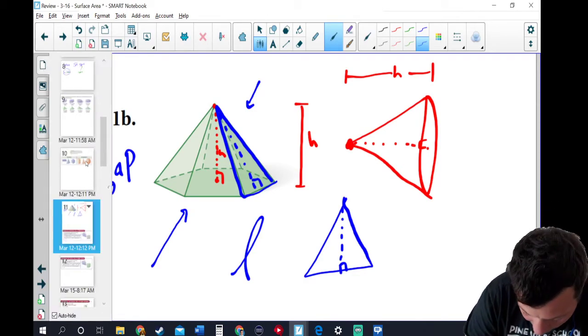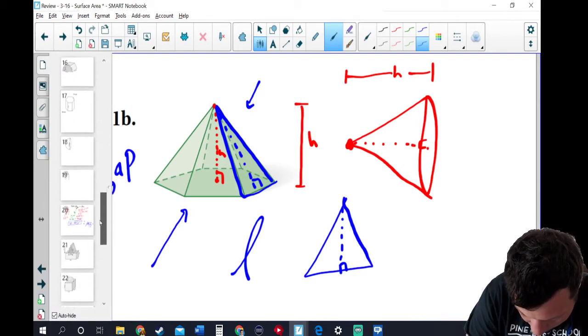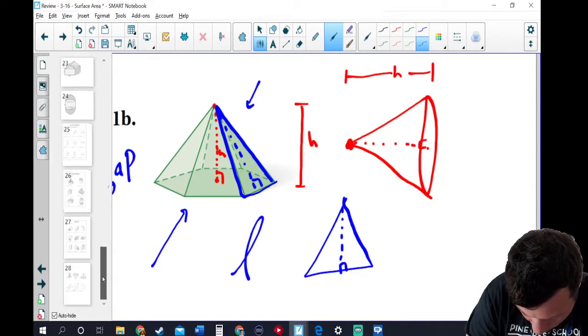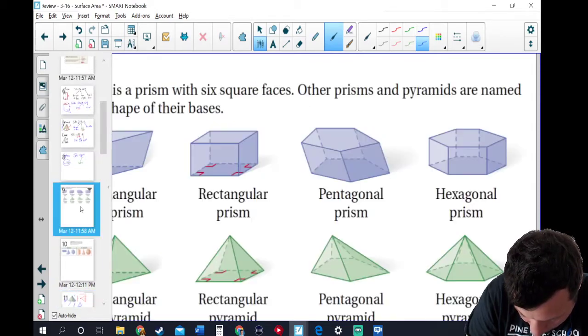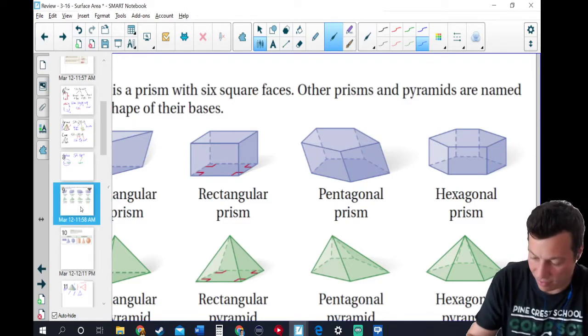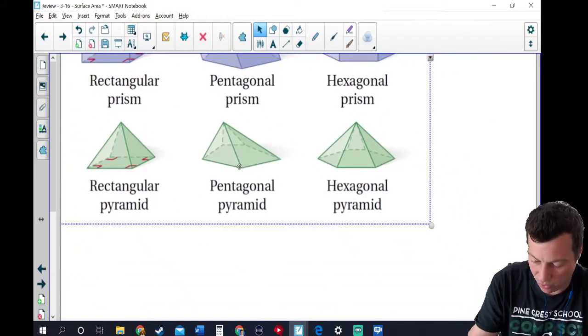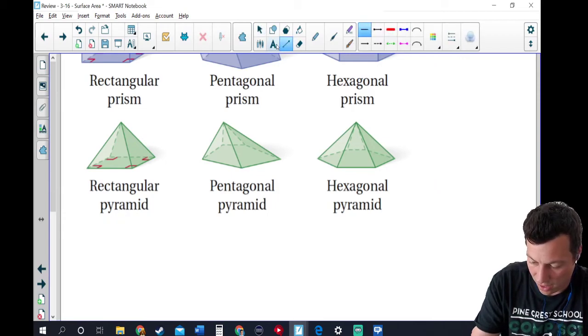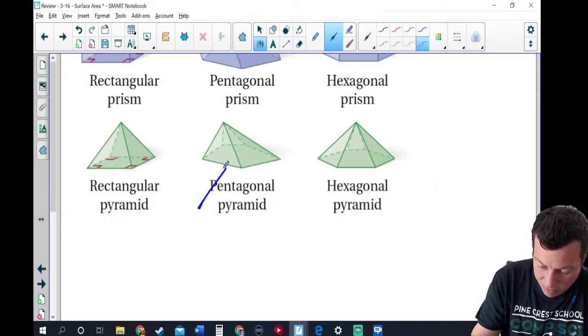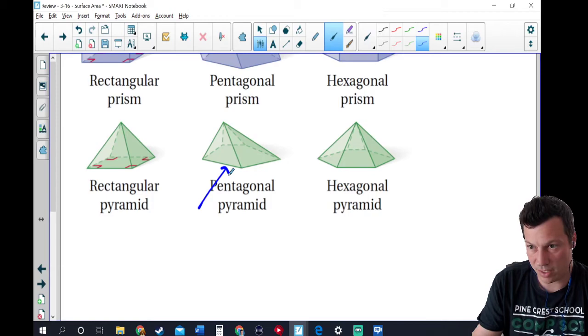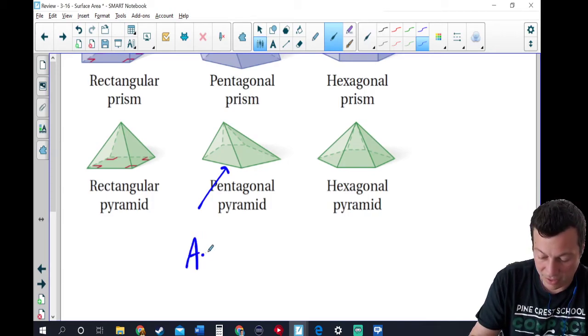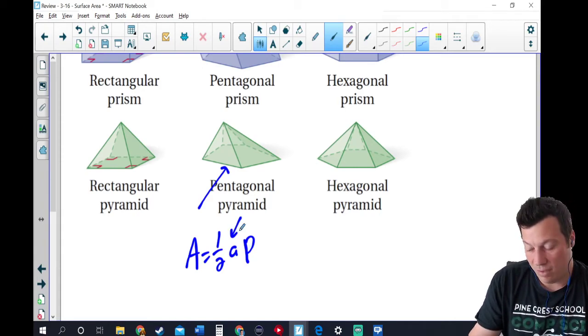pentagon, I might have that actually somewhere in here. Yeah, there it is. Okay, so if, for instance, it was a pentagonal pyramid in here, then the shape of this base, assuming it was a regular pentagon, we would have to find the area of it using 1/2 AP. But the apothem, to find that, if you knew the perimeter, you're going to pretty much have to use SOHCAHTOA.